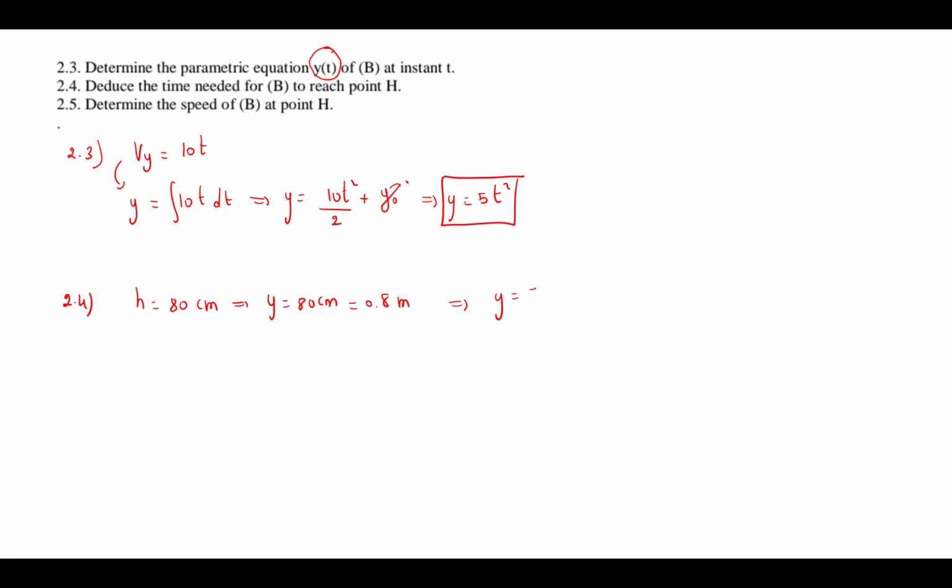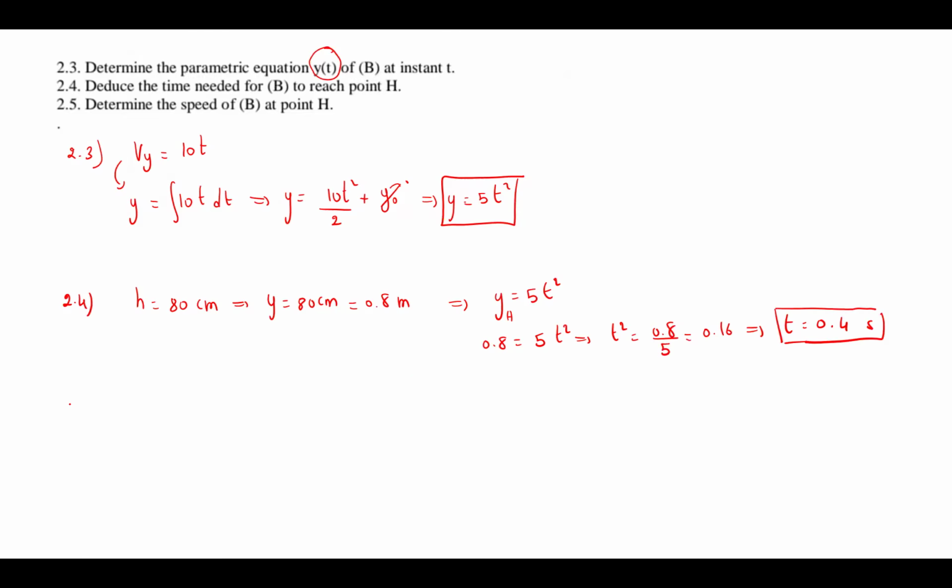We have Y equal 5t squared. So Y of the point H is 0.8, and I want to find the time. So t squared equals 0.8 over 5. And then we'll get the answer. We'll take the radical. So the time equals radical 0.16. So the time equals 0.4 second.